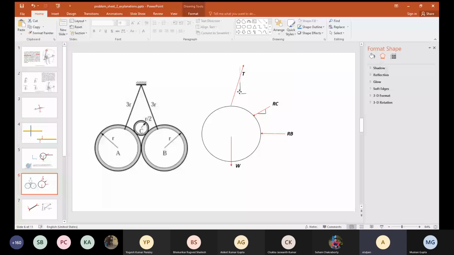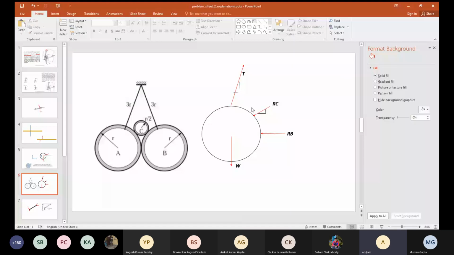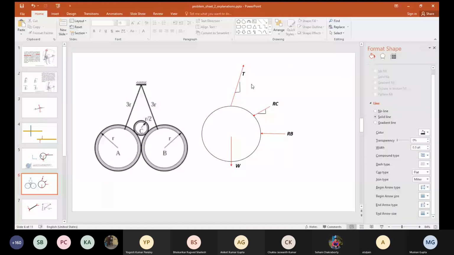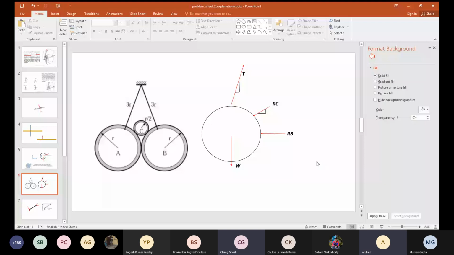Okay, so the free body diagram will look something like this. The trick in this question is only to find out the directions of the three forces. Once you are able to do this, I think you should be able to solve this problem. Sir, tension should also pass through the center, no? Yes, otherwise it will not be in a state of equilibrium.